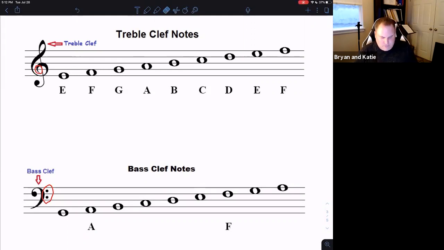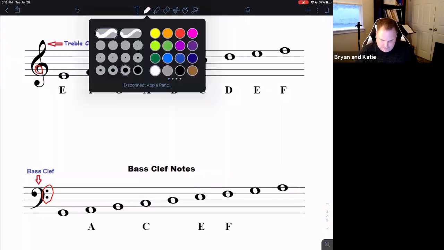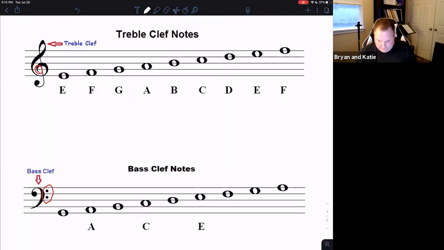But if you could just remember that this bottom space is A, unfortunately we don't have the low F down there, but we still have A, C, E. Let me get rid of this. Hold on. Let me get rid of that F. And we've got G.